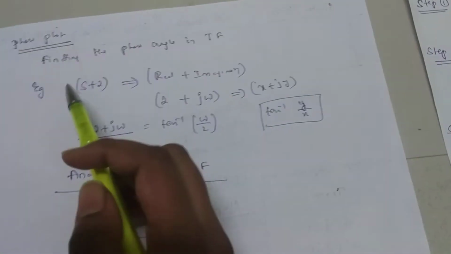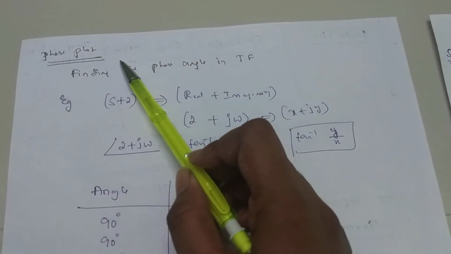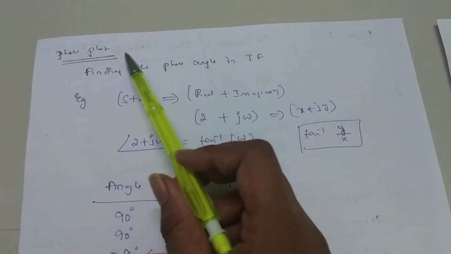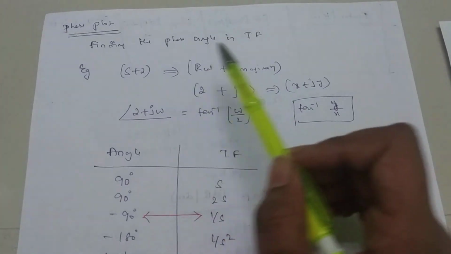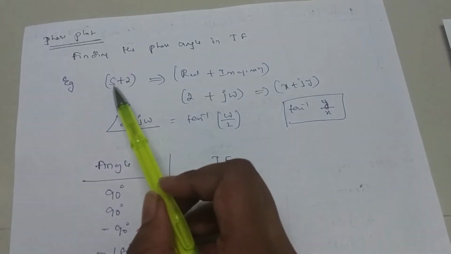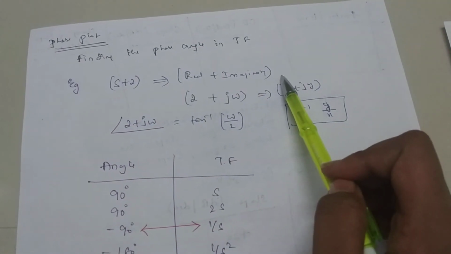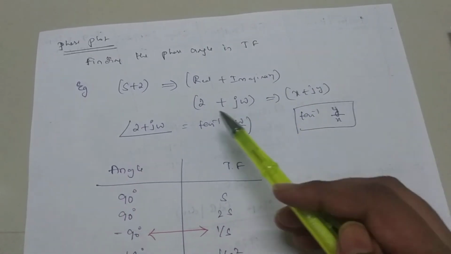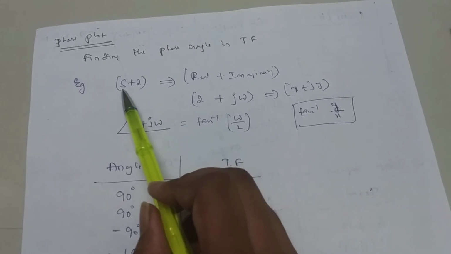So after the magnitude plot, we need to find the phase angle. This is the fourth step. How to find the phase angle here? See, for example, here I have taken s plus 2. This has a real part and an imaginary part. So for this example, I have taken a 2. 2 is nothing but the real part.